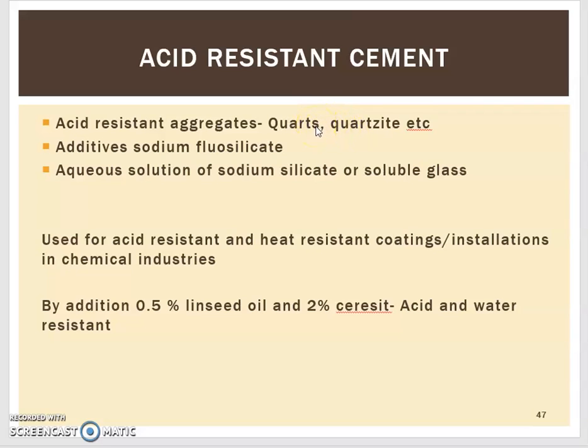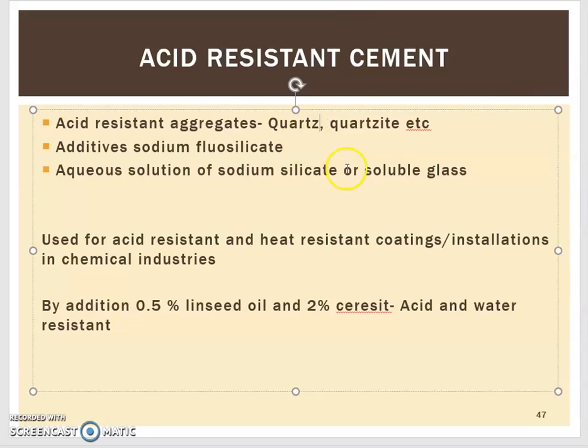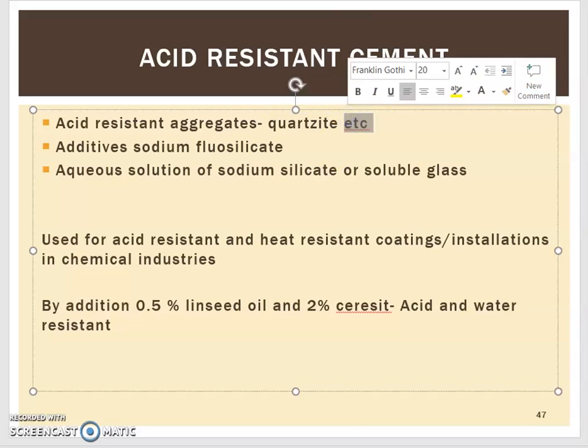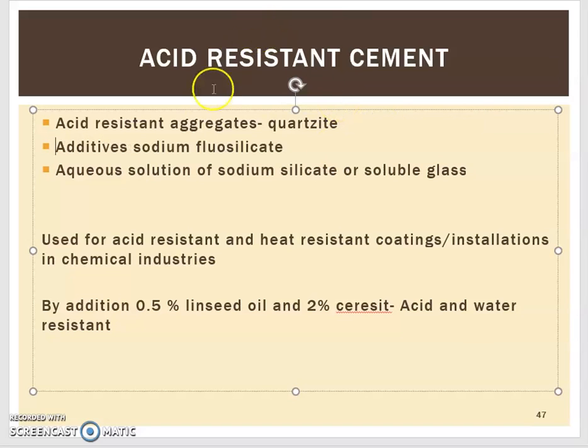The only thing is, quartz can be obtained from various different stones also. Okay, but primarily when I'm talking about acid resistant cement, the stone which is used to make the aggregates is quartzite only. Let's not create any confusion. Right. Now, other additives are sodium fluorosilicate, an aqueous solution of sodium silicate or soluble glass. Okay, this is used for making the cement acid resistant.